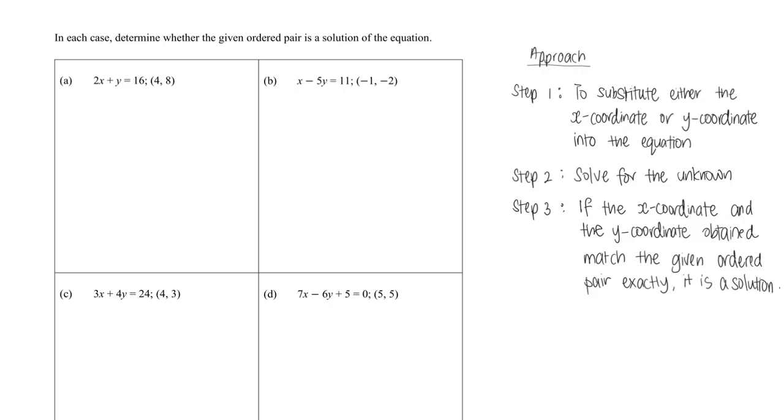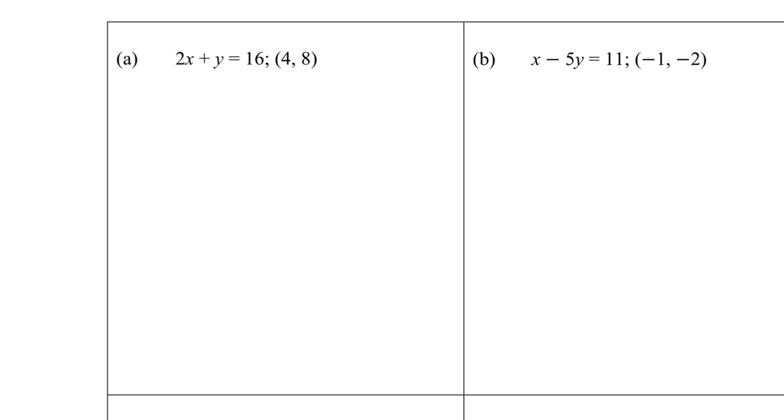So I'm going to zoom in on part A. For part A, we have 2x plus y equals 16, that is the equation, and the ordered pair is 4, 8. Mr. Tan likes to highlight the x and the y to make it easier. So we have to choose either we substitute the x or the y into the equation, which is either 4 or 8. And after solving for the other coordinate, if we get exactly the same as 4 and 8, then it is a solution.